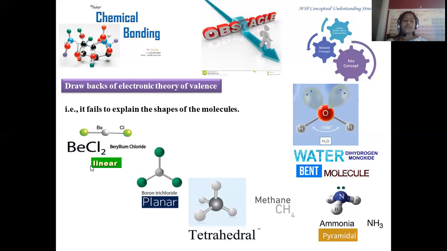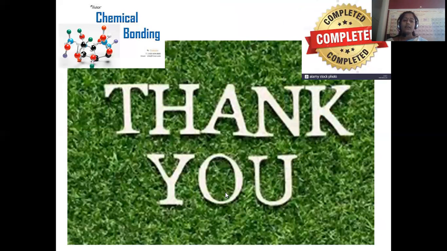So all these are the various geometries imparted to the individual compounds, but this theory was not able to explain why these molecules exist in this particular kind of geometry. By this, we completed session number 10, and we covered bond energies, bond angles, bond lengths, and what kind of obstacles there are with this electronic theory of valency. Later we will move on to another theory. In order to overcome the obstacles in this, a new theory was given by a new scientist, and we will enter into that theory in the next session.